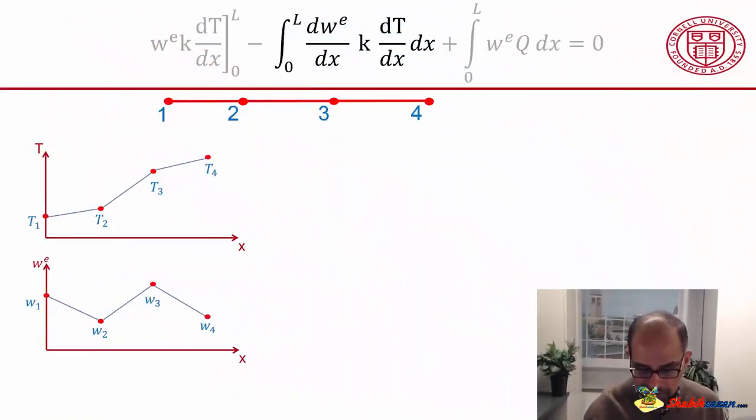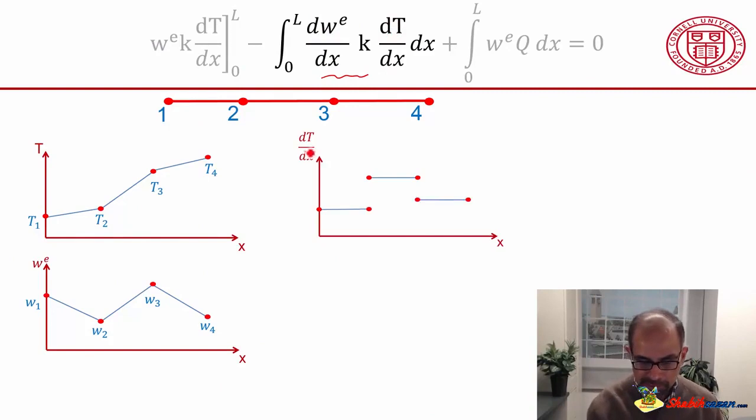Let's now take a look at the second term in the weak form. That's this term over here, and it involves the derivative of the weighting function as well as the temperature. So my temperature variation is that, and the corresponding variation of the derivative of the temperature is that. And since we have a linear interpolation, the derivative is constant over each element.